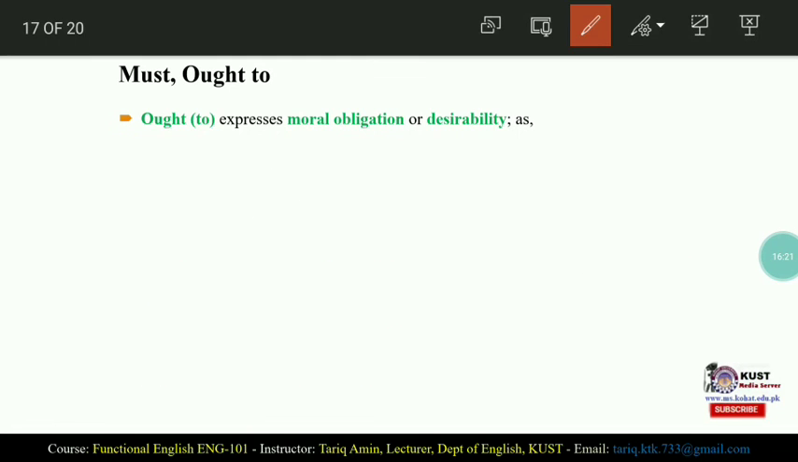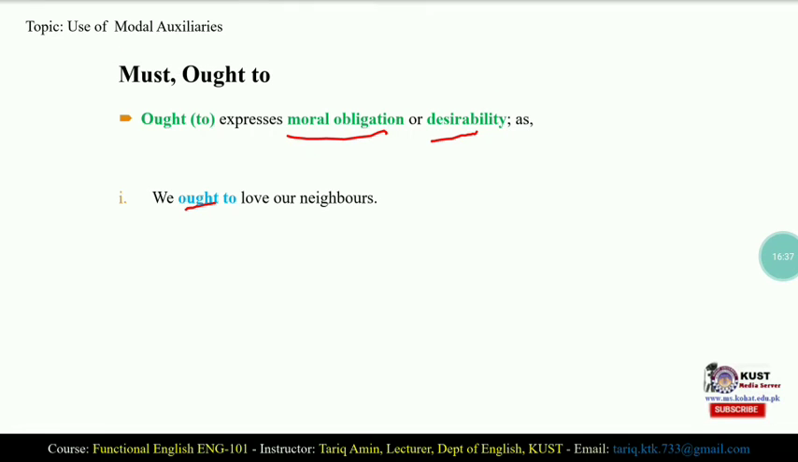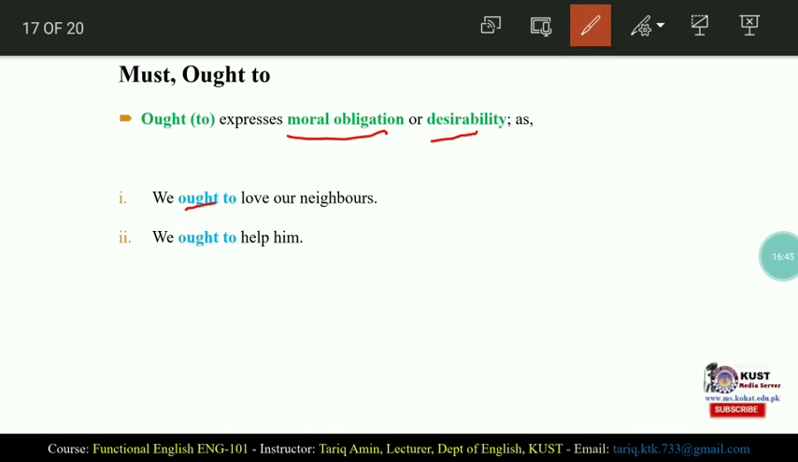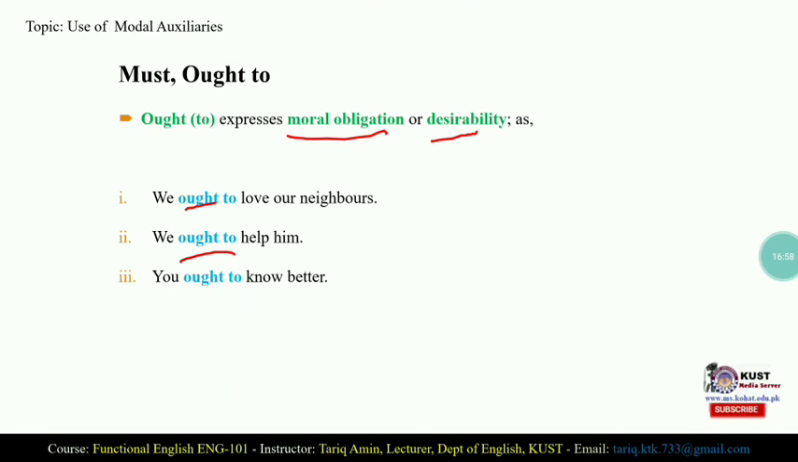Ought to expresses moral obligation or desirability. For example, we ought to love our children. It is morally obligatory for us to love our neighbors. We ought to love our neighbors, and we ought to help him. It is necessary for us to help him. It is obligatory for us to help him. You ought to know better.